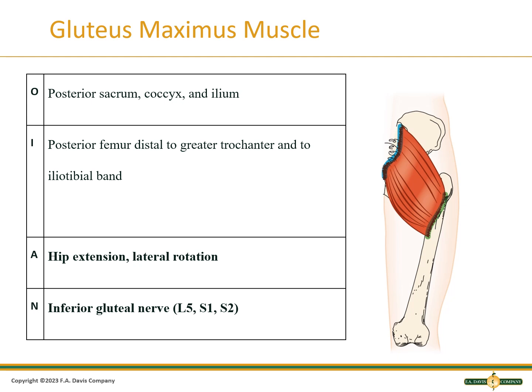Gluteus maximus is our prime mover for hip extension. This muscle inserts just distal to the greater trochanter, but remember it also attaches to our IT band, and so IT band dysfunction can contribute to glute max, and glute max dysfunction can contribute to IT band. Remember, glute max is our prime mover for hip extension, so hip extension is our listed action, but it also contributes a little bit to lateral rotation, and it is innervated by the inferior gluteal nerve.